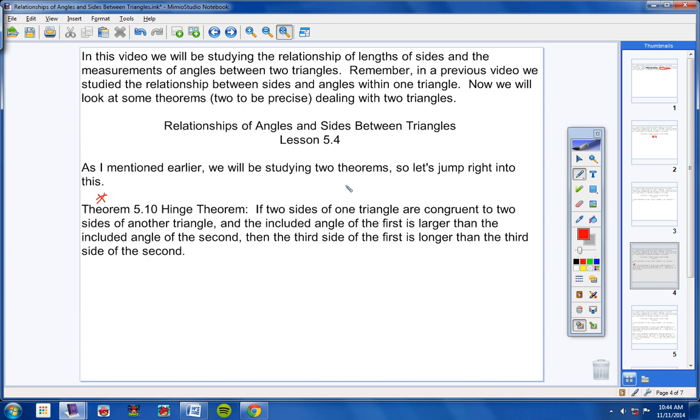Go ahead and copy this down. If two sides of one triangle are congruent to two sides of another, and the included angle of the first is larger than the included angle of the second, then the third side of the first is longer than the third side of the second. Okay, it sounds really difficult to understand, but it's really not that bad, okay? So copy that down, and then we will take a look at it.